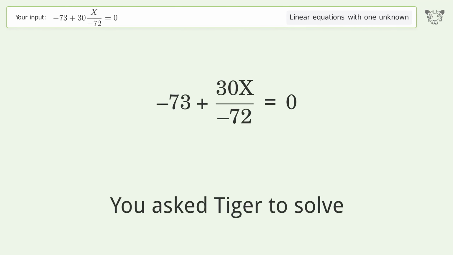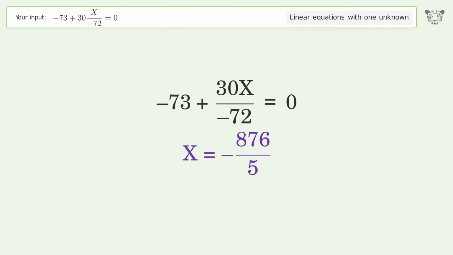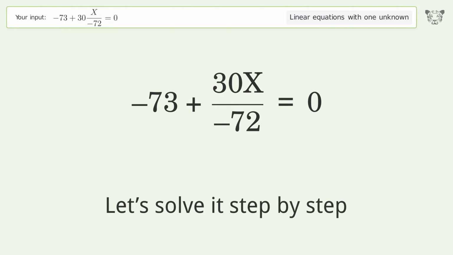You ask Tiger to solve. This deals with linear equations with one unknown. The final result is x equals -876/5. Let's solve it step by step.